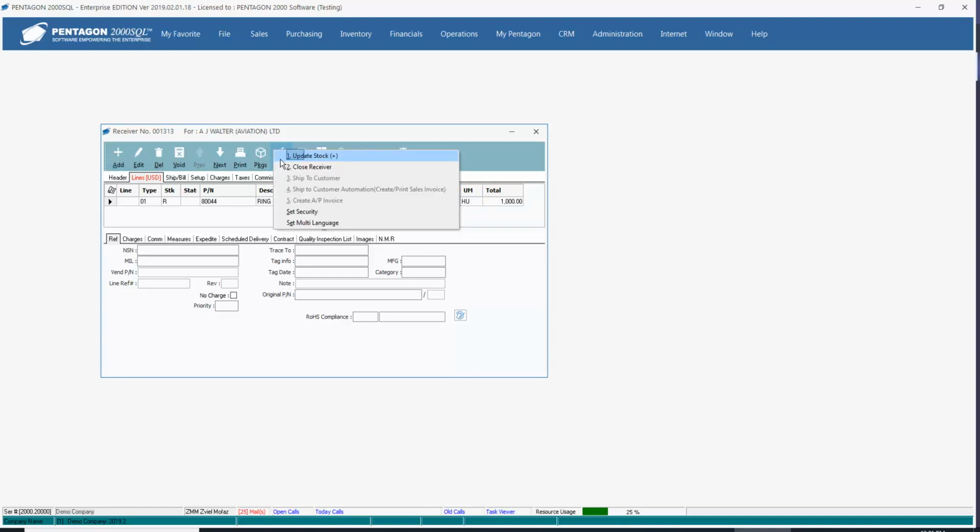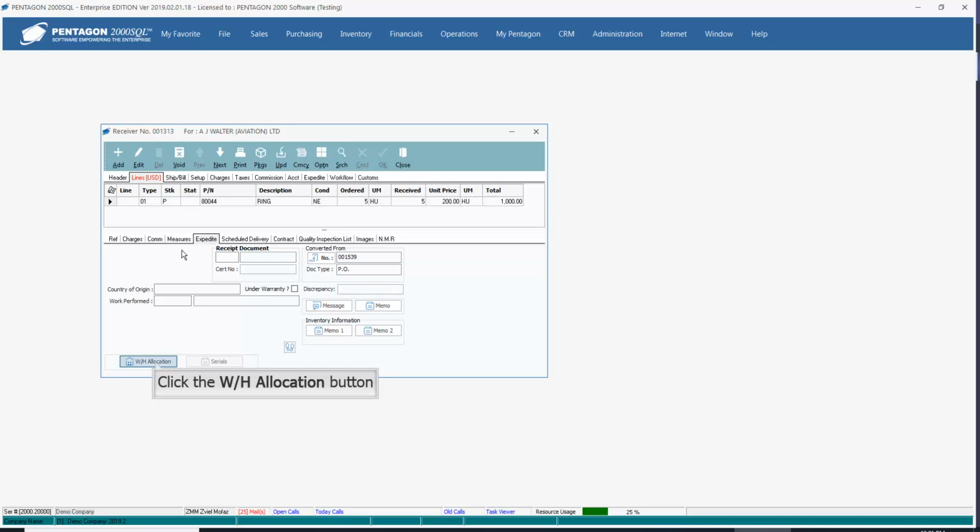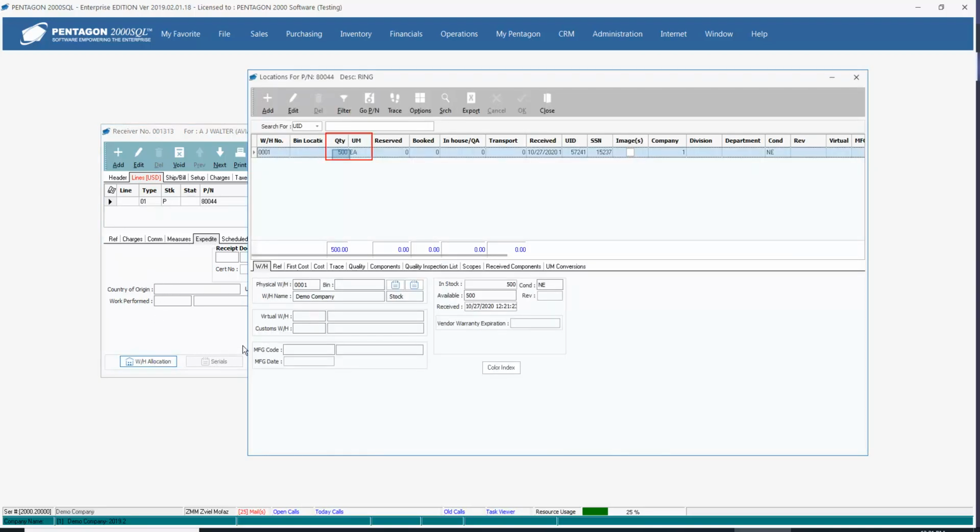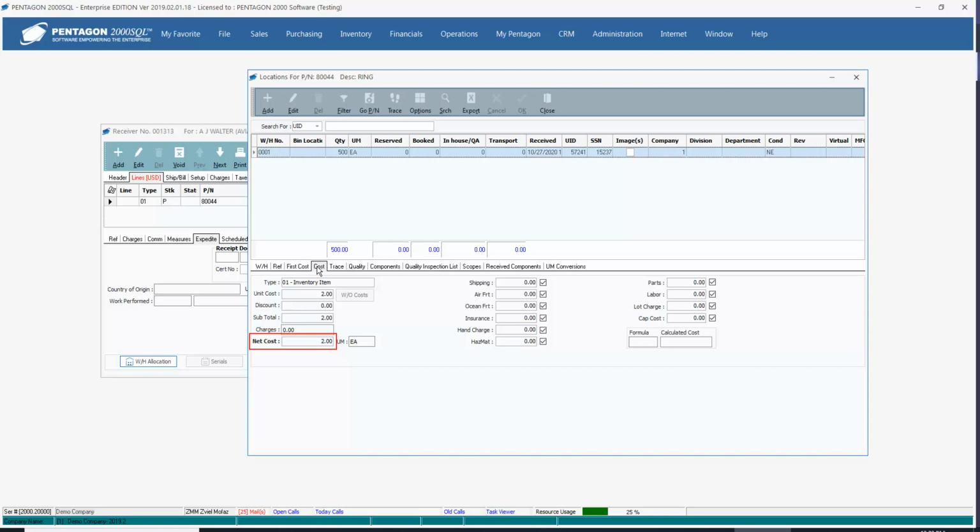After receiving the 5 boxes of 100 items each, the system will calculate and convert the items to the part unit measure listed in the warehouse while the user is updating the stock. In this case, the system will create the quantity of 500 units each. The cost for each unit will be $2.